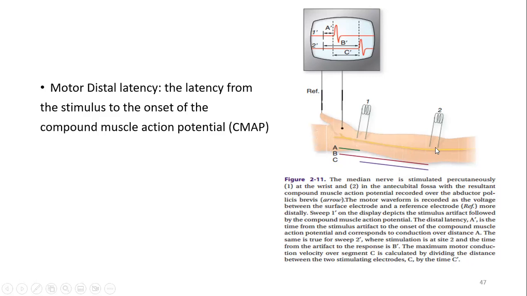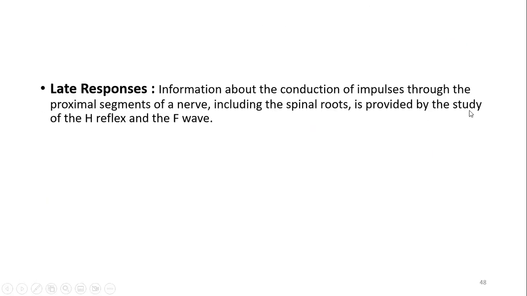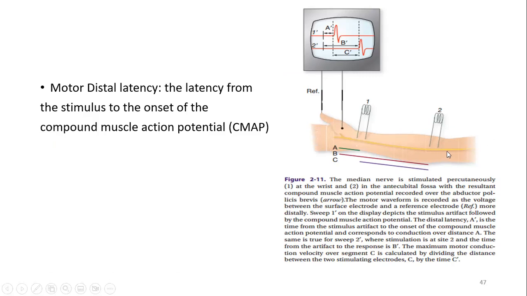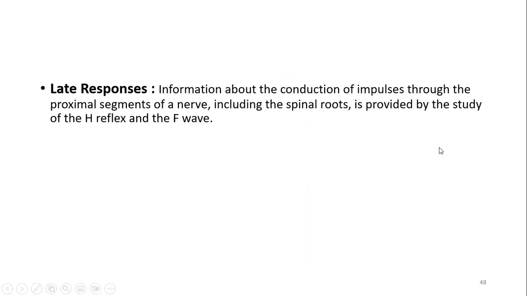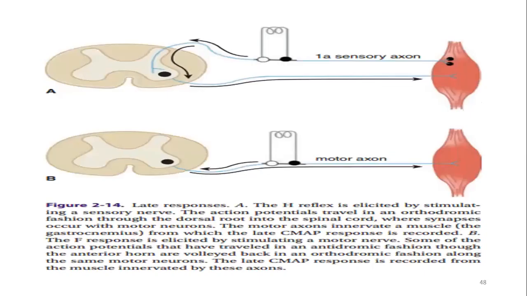When it comes to late responses, they tell us about the function of the nerves proximal to the stimulus site or the electrode, including the spinal nerve root. For the late responses, that means the H reflex and the F wave, to be normally recorded, the proximal nerves as well as the spinal nerve roots and the spinal cord ganglia should work normally. Besides this, what does it mean when we say H reflex, and what does it mean when we say F wave?